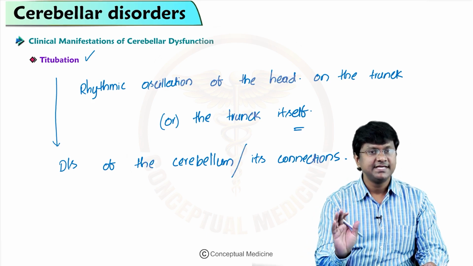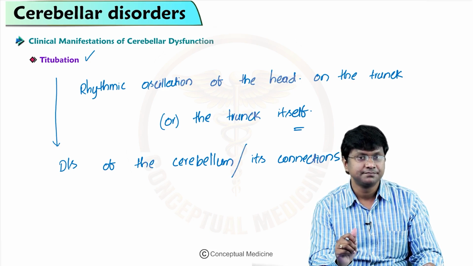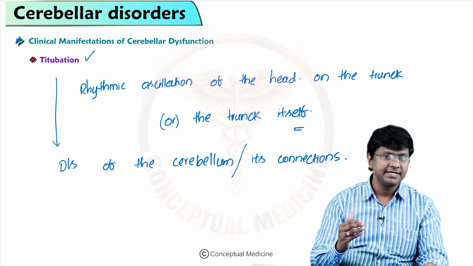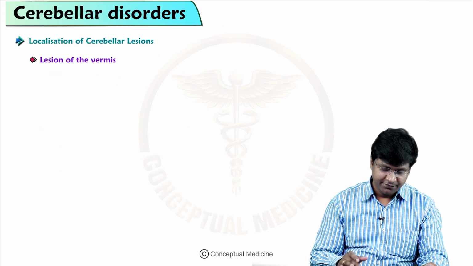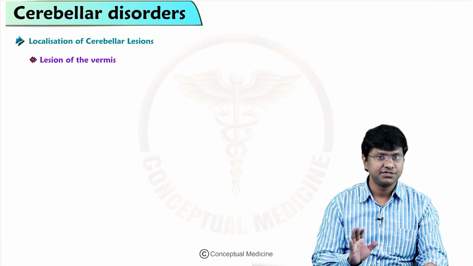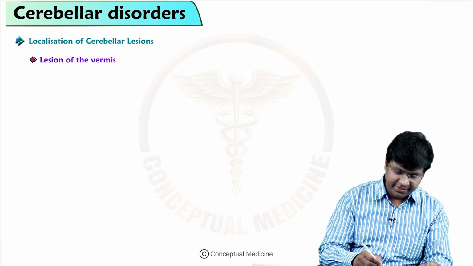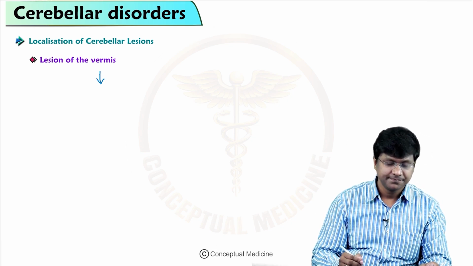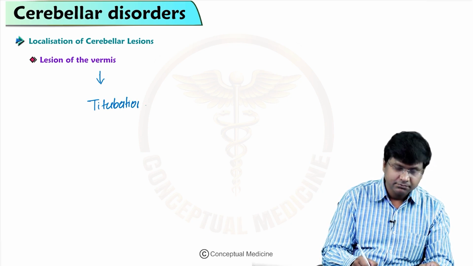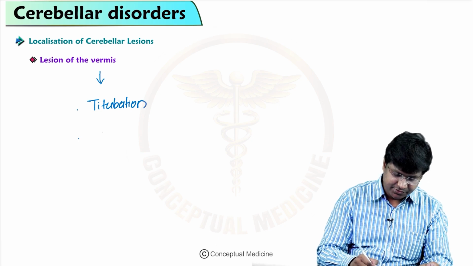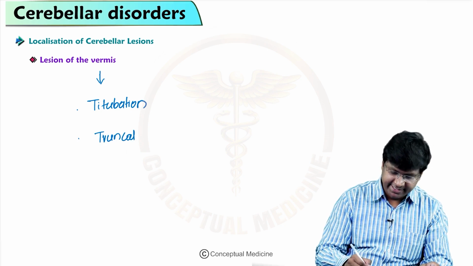Now, these are the clinical manifestations that you will have due to cerebellar dysfunction. Now suppose there is a lesion; you have the archicerebellum, paleocerebellum and neocerebellum. If there is a lesion of the vermis, which is part of the cerebellum, what will be the clinical manifestations? Let me discuss that now. Whenever there is a lesion of the vermis, this will produce titubation, and these individuals will have truncal and gait ataxia.